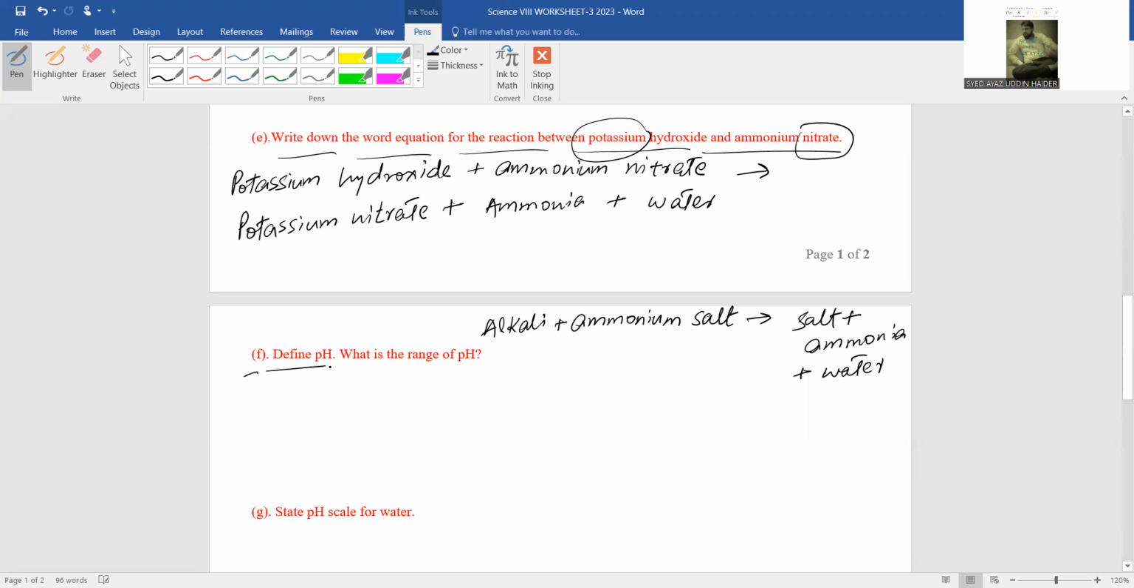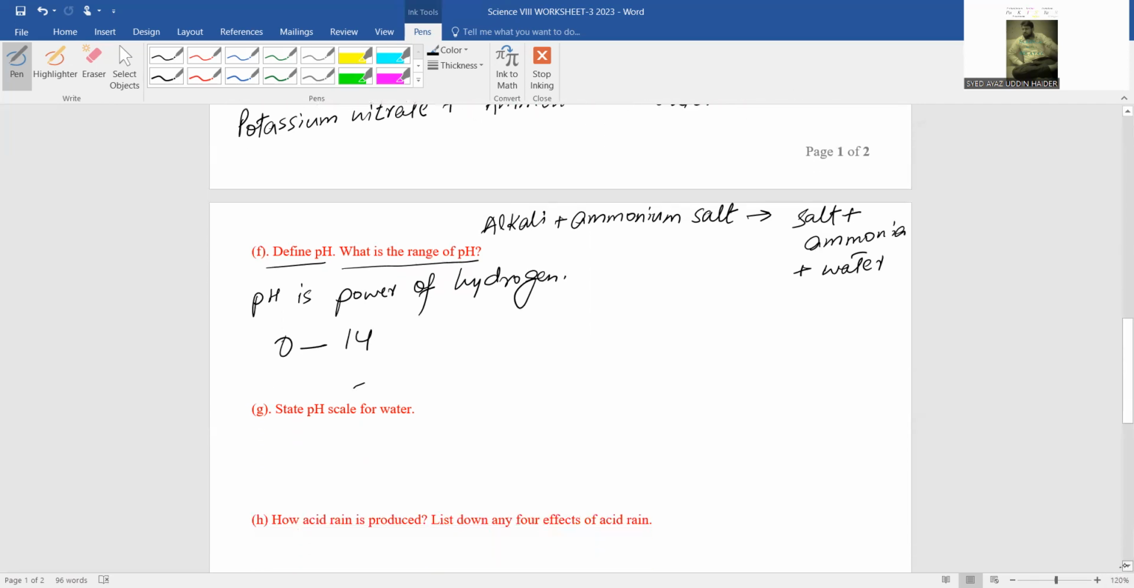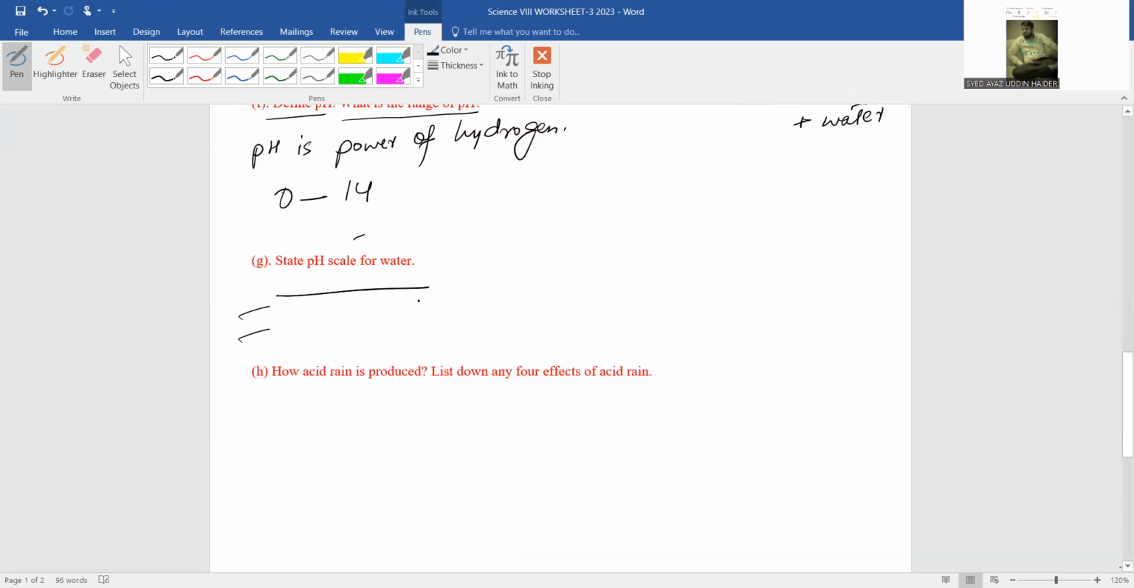Next question. Define pH. What is the range of pH? pH is simply power of hydrogen. That's it. Range of pH 0 to 14. State pH scale of water. It is 7.